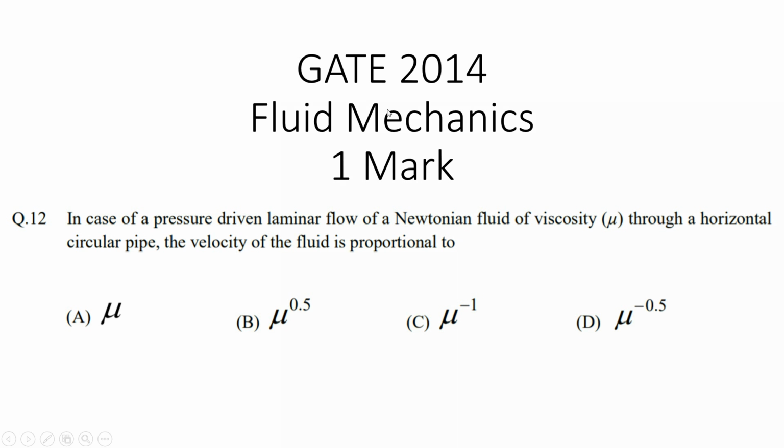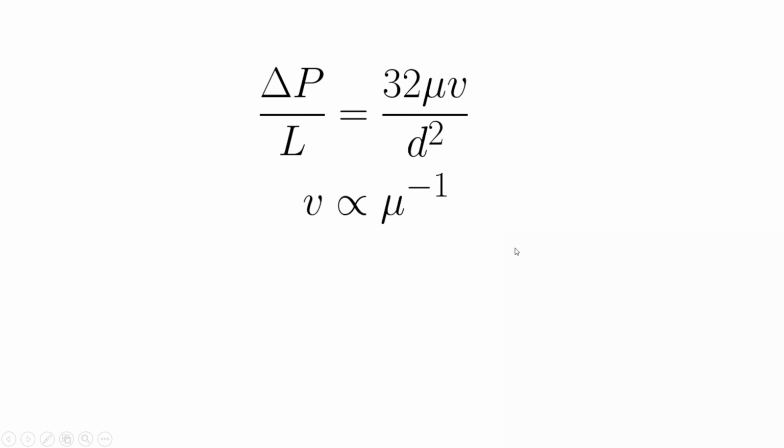Our next question is from GATE 2014, Fluid Mechanics, for 1 mark. In case of pressure driven laminar flow of a Newtonian fluid of viscosity mu through a horizontal circular pipe, the velocity of the fluid is proportional to. Let's start with the solution.